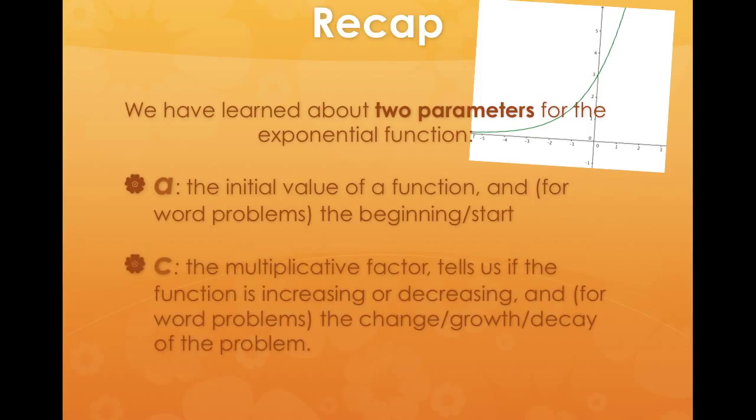And c was known as the multiplicative factor, which told us if the function was increasing or decreasing depending on whether c was greater than 1 or between 0 and 1. And for word problems, c tells us how the function changes, how it grows, how it decays, and we had that fancy rule where we have to put the percent over 100 and we would get our c.